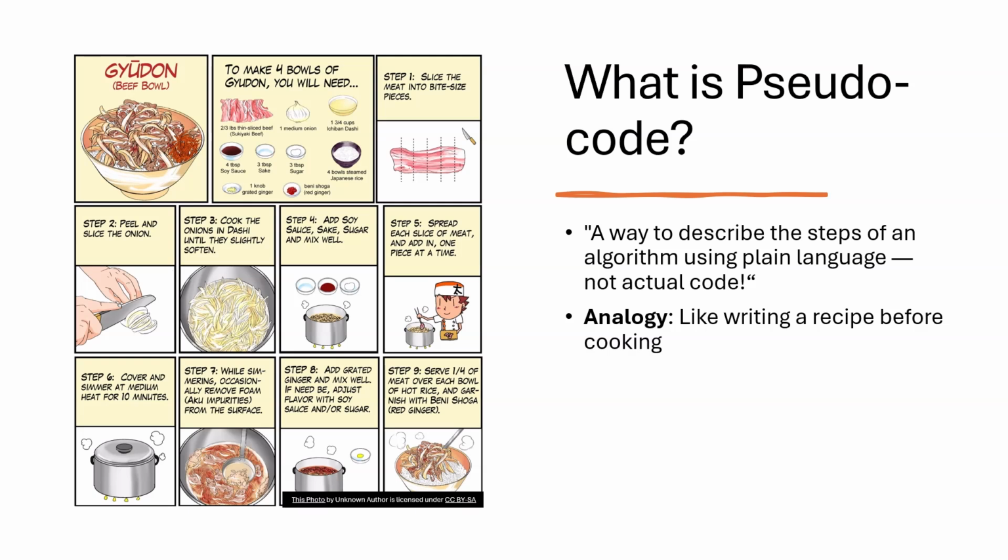What is pseudocode? It's a way to describe the steps of a computer program using plain, everyday language, not an actual programming language like Python or JavaScript. Think of it as a blueprint or outline that tells the computer, or more importantly, your teammates, what the logic of your code will be. An easy analogy is writing a recipe before cooking. You don't jump into the kitchen with no plan, you start with clear steps. Pseudocode gives your code structure and purpose before you build it.